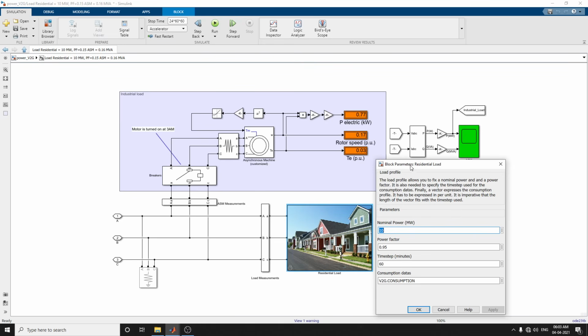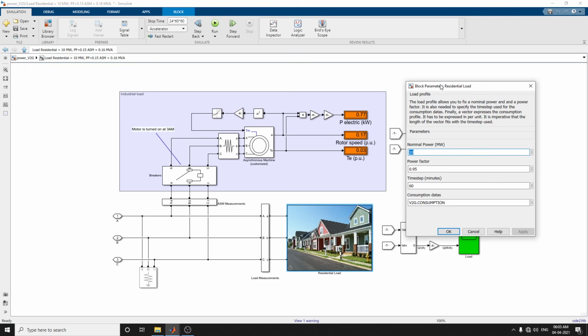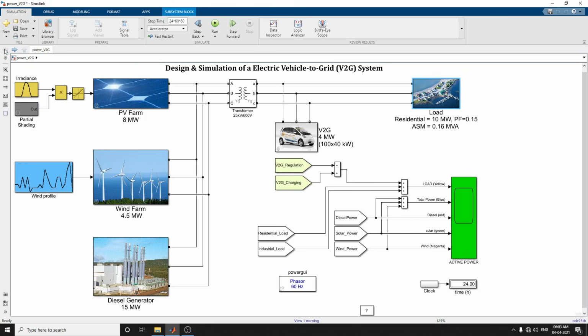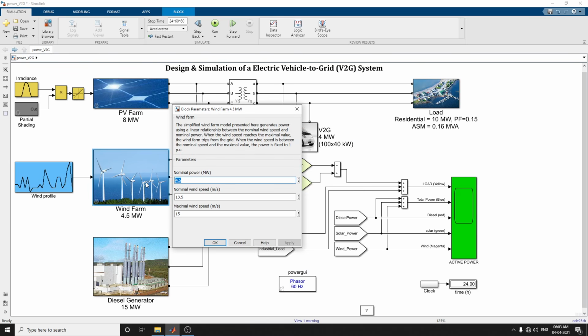This is the residential load. In this load profile we are using the nominal power and power factor, and the time step and consumption data are given here. In the same manner, this is the wind farm. The wind farm block generates power using a linear relationship between the nominal wind speed and nominal power. When the wind speed reaches the maximum value, the wind farm trips from the grid. When the wind speed is between the nominal speed and the maximum value, the power is fixed to 1 pu. Now we are applying these parameters: nominal power is 4.5, nominal wind speed is 13.5, and maximal wind speed is 15.